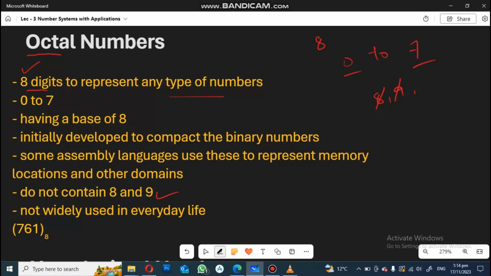It doesn't mean that the number will start from 0. The number will be a composition of digits between 0 and 7.